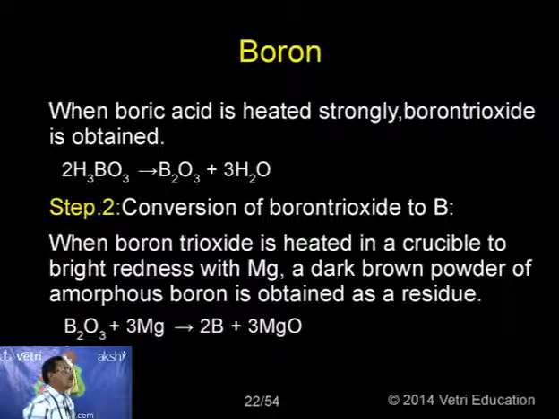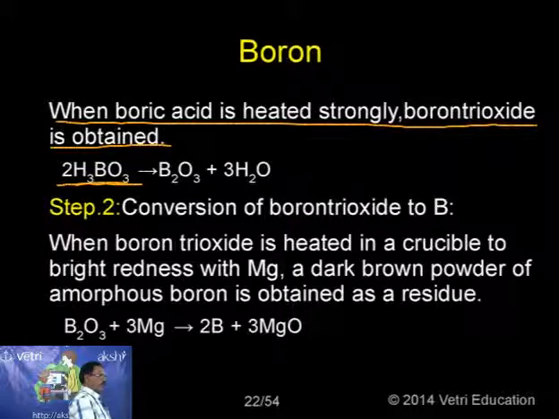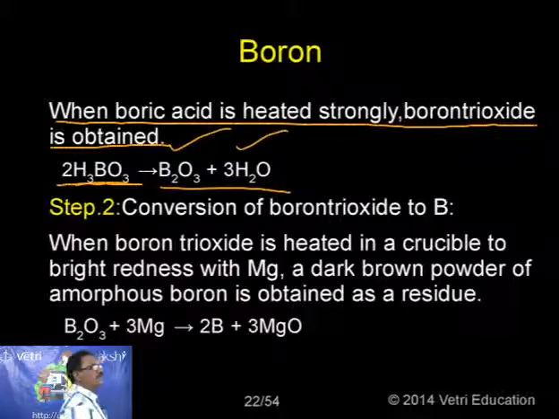The second step. When boric acid is heated strongly, boron trioxide is obtained. So the boric acid that we get in step 1, on heating, produces B2O3 and 3 moles of H2O. So we are getting B2O3, right? From B2O3 we are going to extract boron, that is step 2.